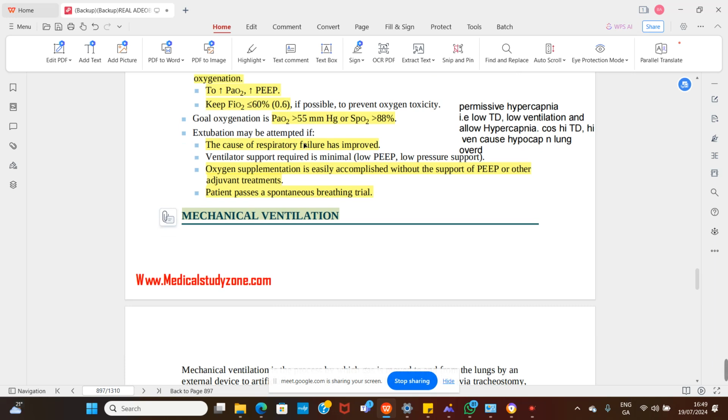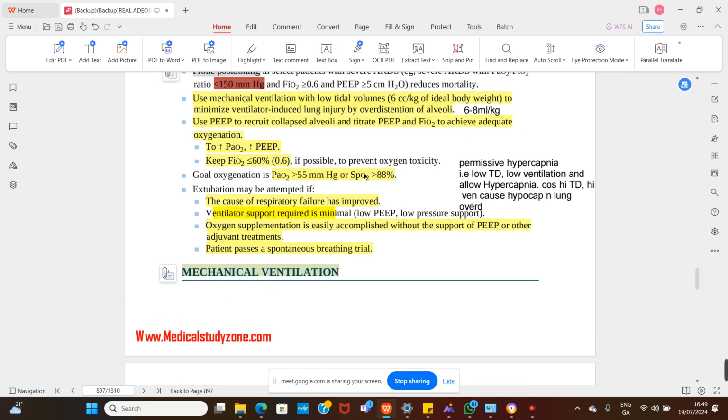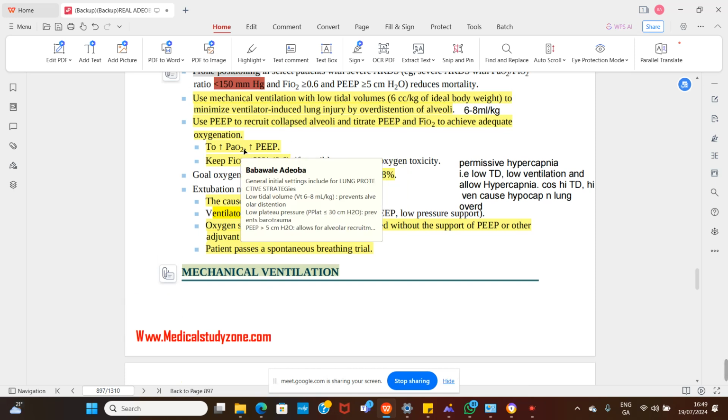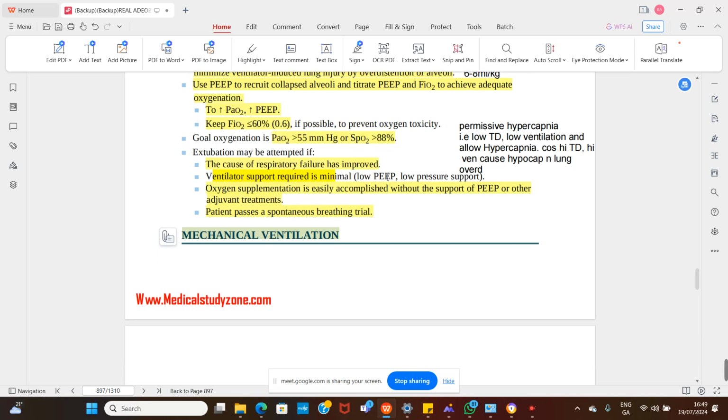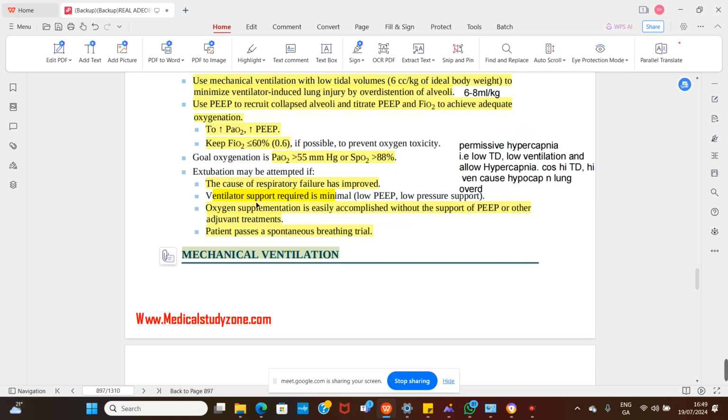Then you can extubate the patient if the cause of respiratory failure has improved. So the sepsis has improved, you're already having normal blood pressure, the heart rate is stabilizing, no more fever, and the patient is requiring less ventilatory support. So you don't need to be increasing PEEP to achieve normal oxygen. Even with low PEEP, the patient is still okay. That is low ventilatory support, and you can extubate.